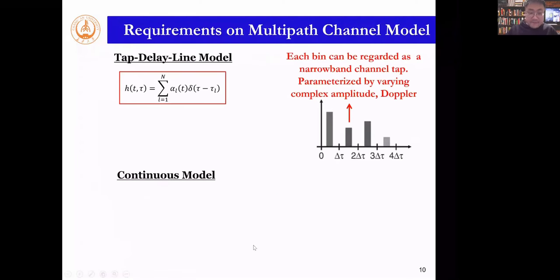Okay. So now let's have a look a little bit at the mathematics. For the tapped delay line model, we see that each bin in delay can be regarded as a narrowband channel tap. And each tap here is parameterized by a varying complex amplitude as well as a Doppler. So the fading is included in this varying complex amplitude. And of course, we specify in the beginning a certain number of taps, denoted by N, as you can see.